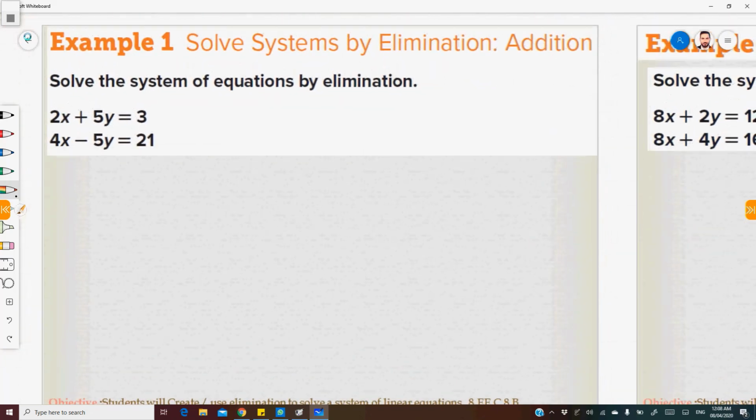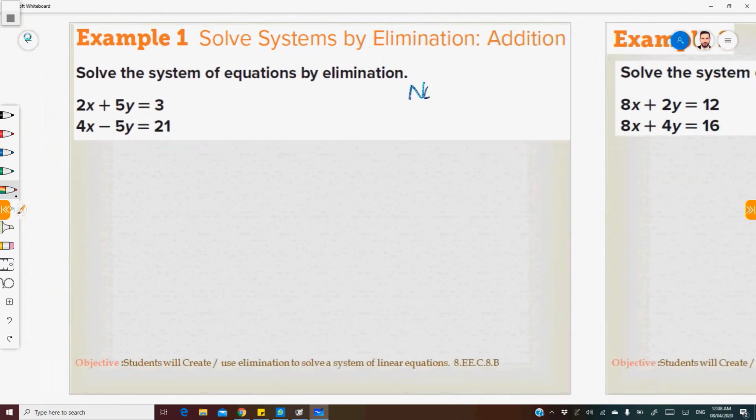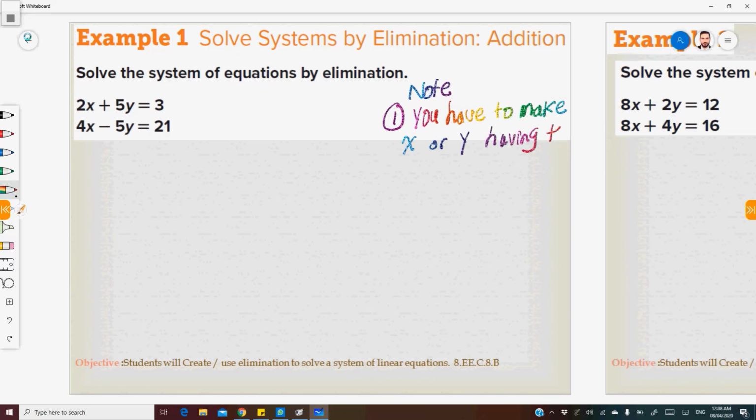Here is our first example. Before taking the examples, we have to write down the notes. How can we solve a system of equations by using elimination? First of all, you have to make x or y having the same value. So you have to make x or y having the same value.